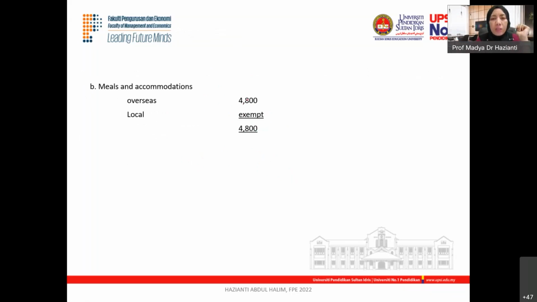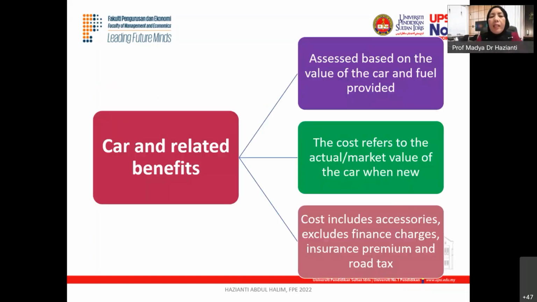Meals and accommodation overseas taxable. Sebab overseas tadi hanya tambang je. Local exempted juga. So yang dia kena bayar tax for meals is 4,800 untuk overseas travelling tadi. But overseas tadi ingat overseas dia 3,000 je. Sekarang dia dapat 22,000 tambang, 4,800 meals. Kalau dia dapat 3,000 tambang and meals, 3,000 tu dia exempted lah. Sekarang dia dapat lebih daripada 3,000. So the remaining tu dia kena bayar tax. Alright, itu leave passage.